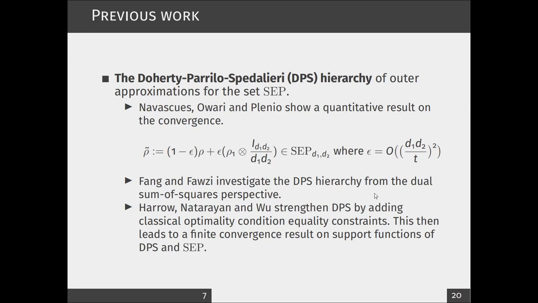Fang and Fawzi investigated the DPS hierarchy from the dual sum of squares perspective. This is because the DPS hierarchy is a moment approach, so it works on the moments of measures supported on the SEP cone. So the dual side is obviously PSD, that is, sum of squares polynomials. Harrow, Natarajan, and Wu strengthened this DPS hierarchy by adding conditions. They showed that with these conditions, they can show a finite convergence result for support functions for the two respective cones.